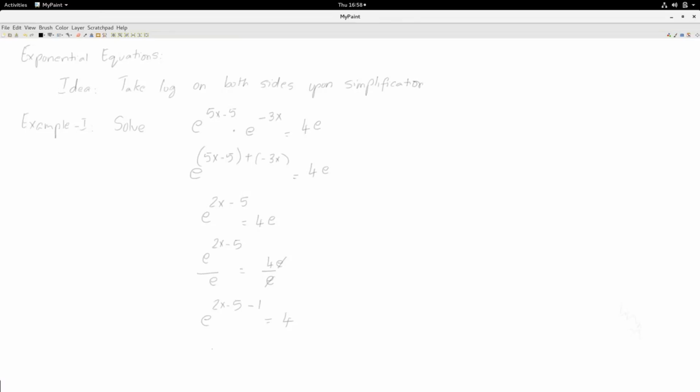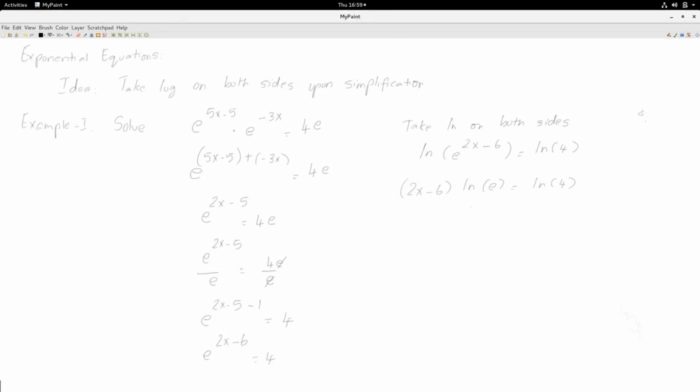Now, since it is base e on the left hand side, you can take logarithm on both sides to solve for x. Now, you have to take natural logarithm on both sides. You will get natural logarithm of e raised 2x minus 6 equals natural logarithm of 4. 2x minus 6 in the power will come out, leaving ln of e equals ln of 4.